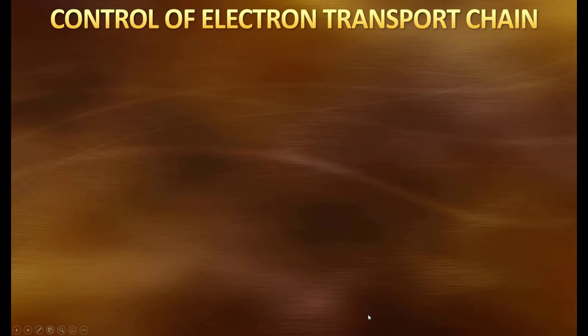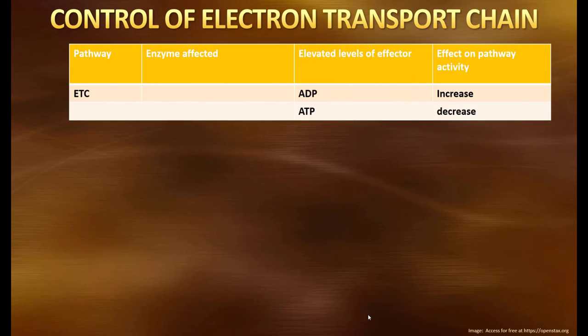Finally, we'll take a look at the control of the last part of cellular respiration, which is electron transport. We know that electron transport is responsible for producing most of the ATP in cellular respiration, and of course it uses ADP to do that. So ADP is a reactant and ATP is a product.